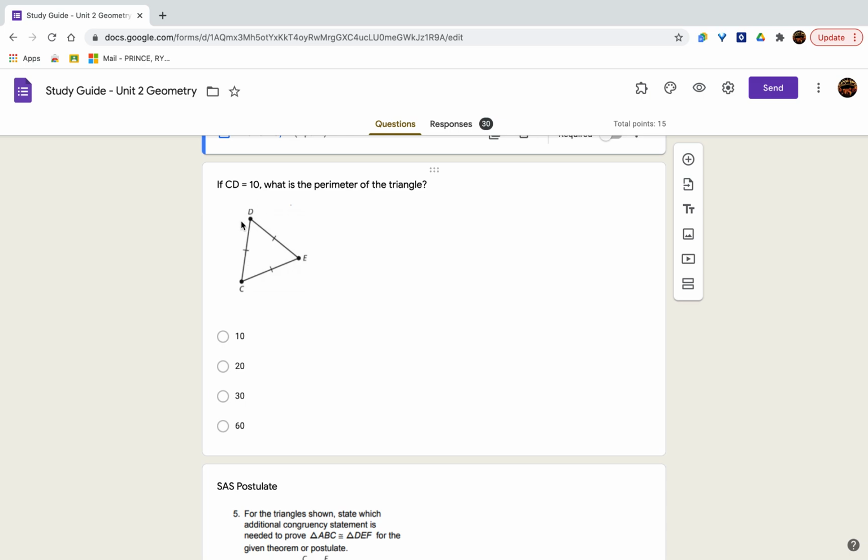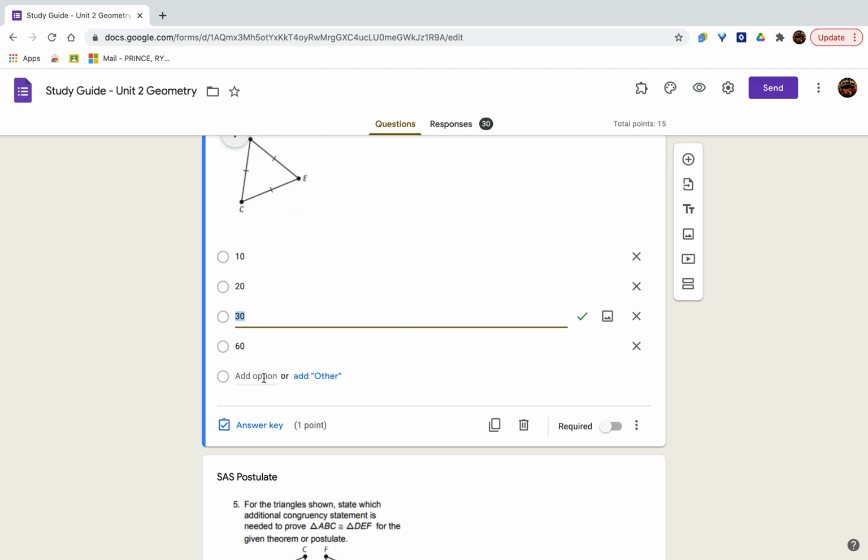Whatever side length you have, if it's an equilateral like this is, it says all sides are the same length. You add them up. That's your perimeter. 10 plus 10 plus 10 is 30. Answer is 30.